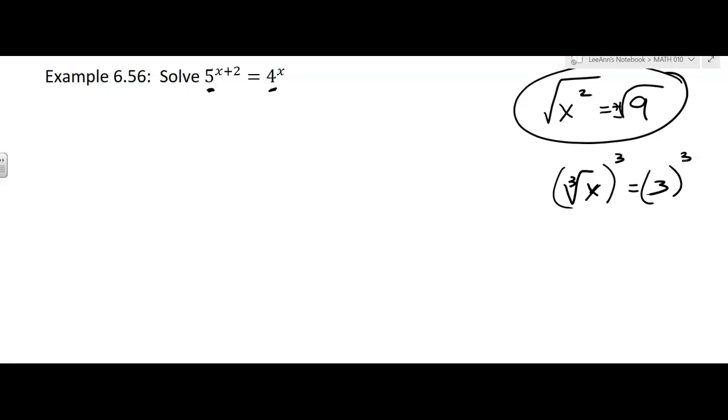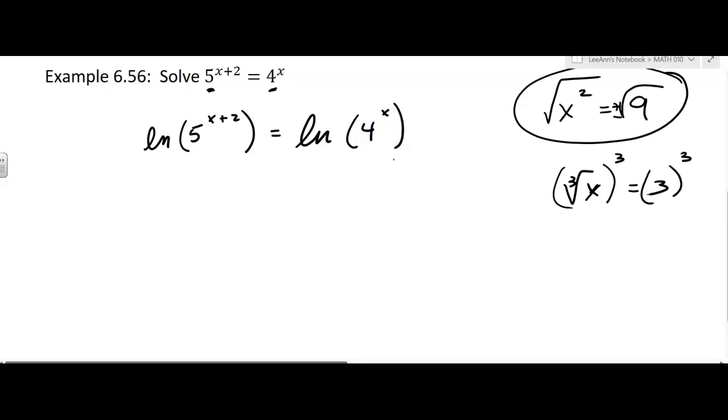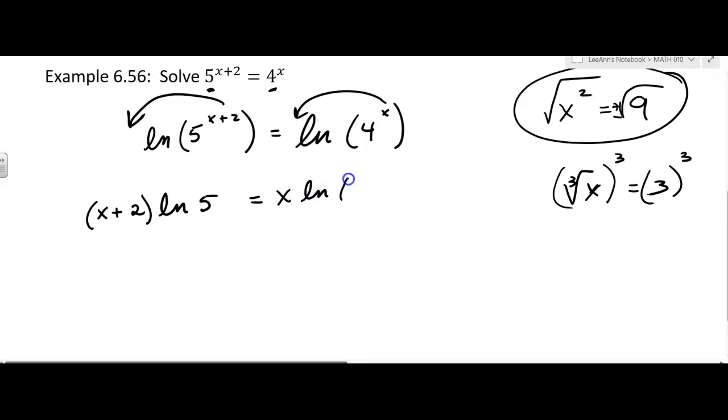We're cubing both sides. Well, what we're going to do is we're going to take the logarithm of both sides. Now, you could use common log or natural log. I'm just going to use natural log. So we're going to take the natural log of 5 to the x plus 2 equals the natural log of 4 to the x. Okay, now remember the goal is to solve for x. So we have an exponent. We're going to use the power property to bring that x plus 2 down. When I do that, I'm going to need parentheses. x plus 2 times the natural log of 5 equals, and then I'm going to do the same thing over here, x times the natural log of 4.